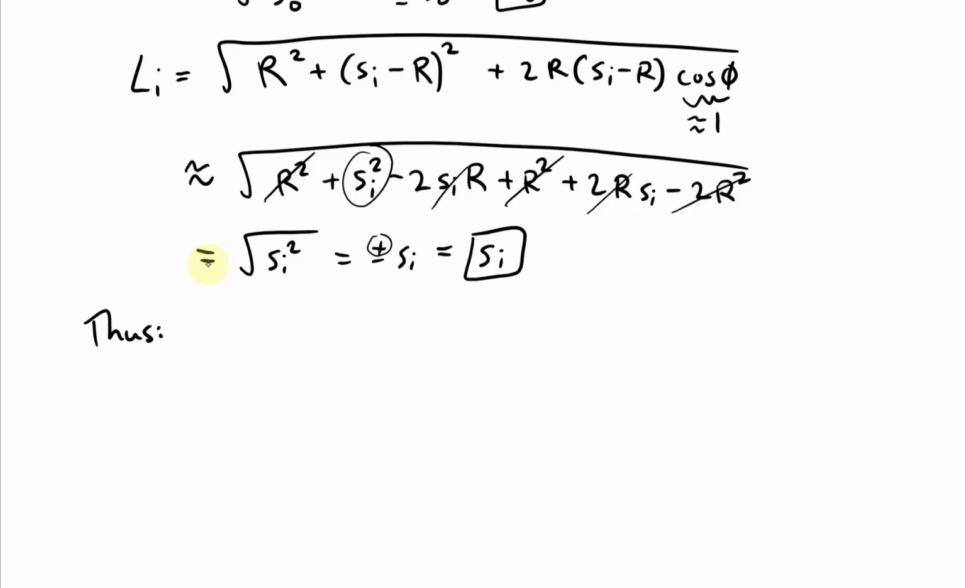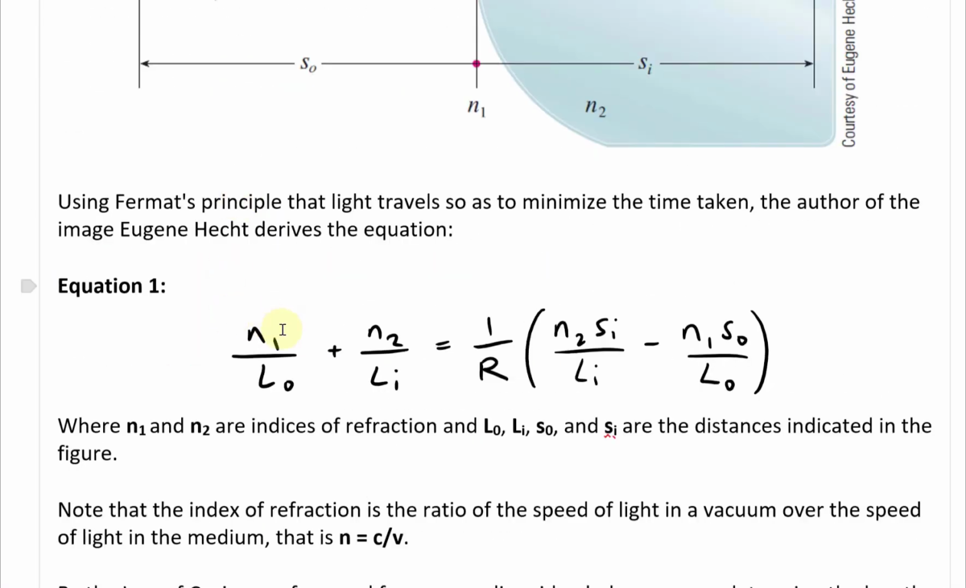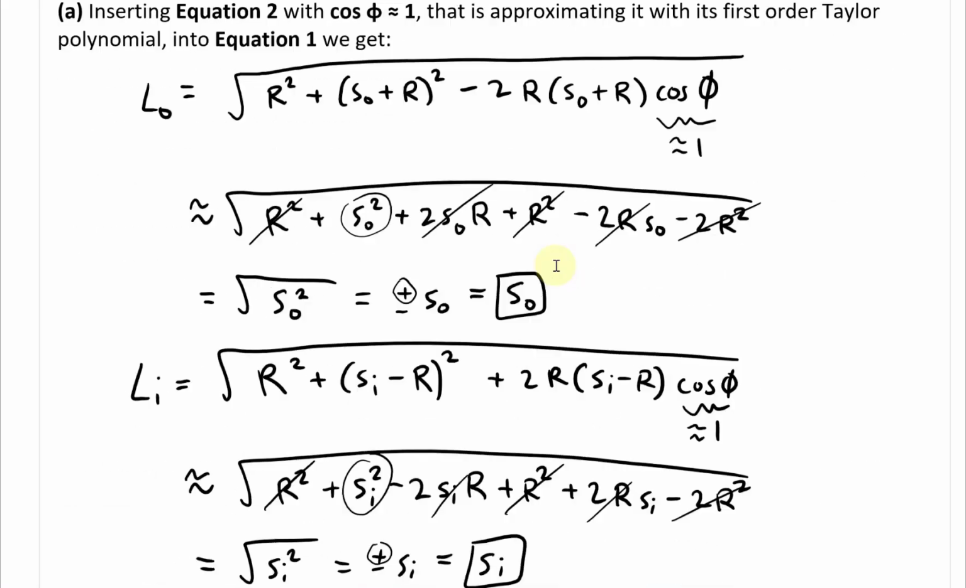So now our initial formula is going to be n1 over n2, I mean n1 plus, let's just go back to equation 1. So here is equation 1. n1 over Lo plus n2 over Li, then we have 1 over r, then we have n2 psi divided by Li, then minus n1 so times Lo, like that. The 2 and the psi and the i are corresponding, and the 1 and the so. Anyway, let's go back to here.